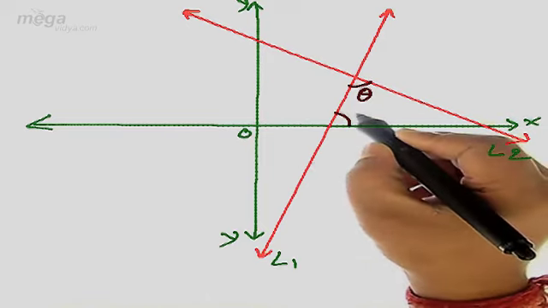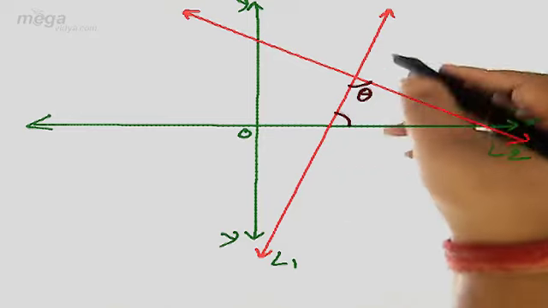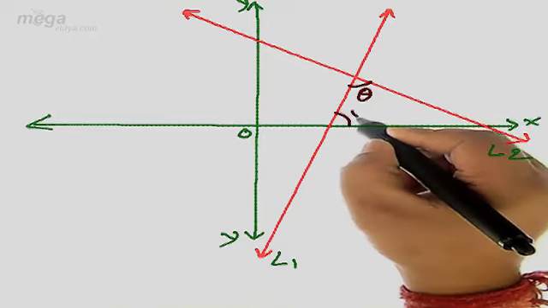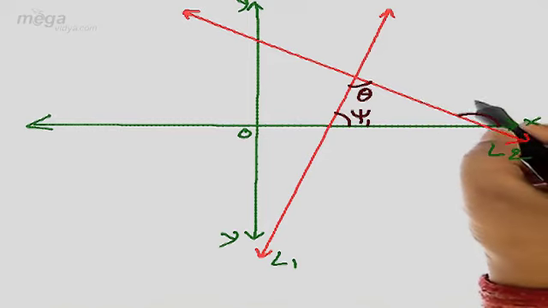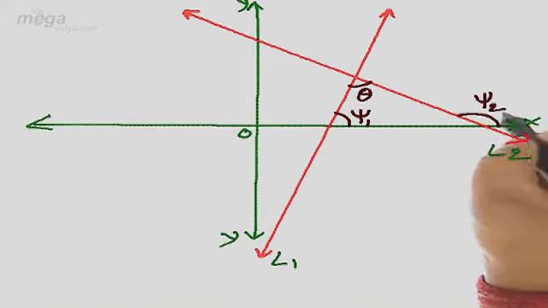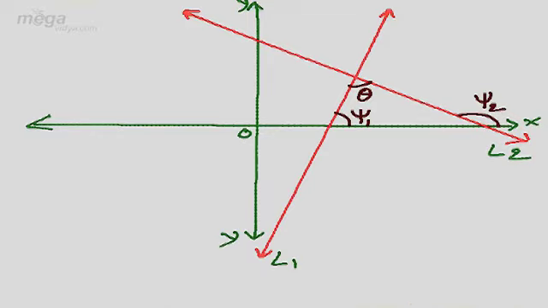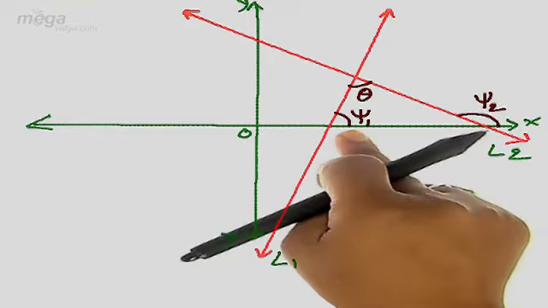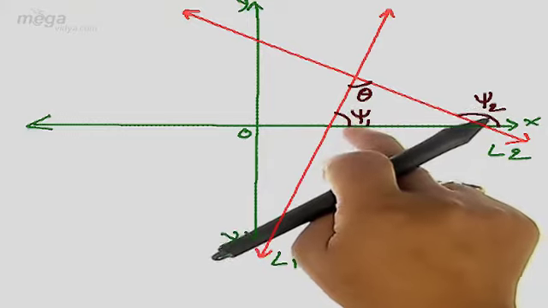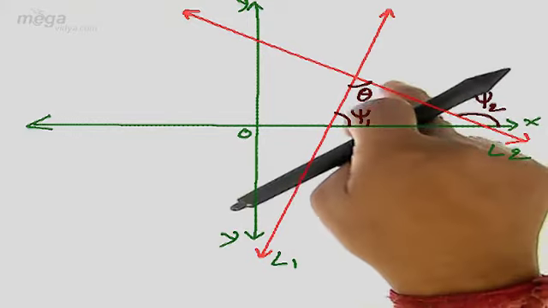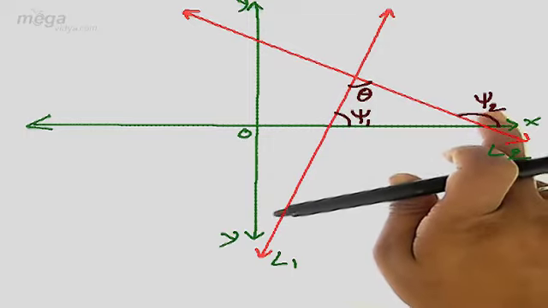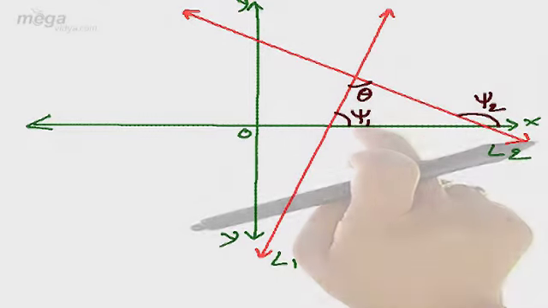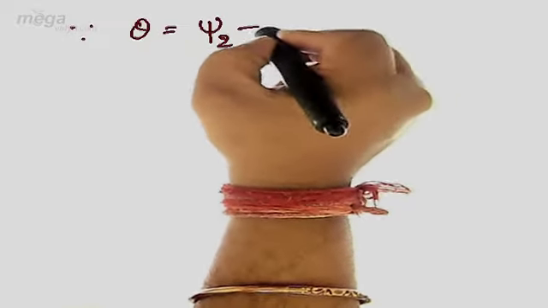Because the slope of line 1 is given, we will consider this angle as psi 1, which is known. This angle is psi 2, which is also known. Now we'll write the relationship between these three angles using the triangle. Using the exterior angle property, psi 2 is equal to theta plus psi 1. So theta is equal to psi 2 minus psi 1.